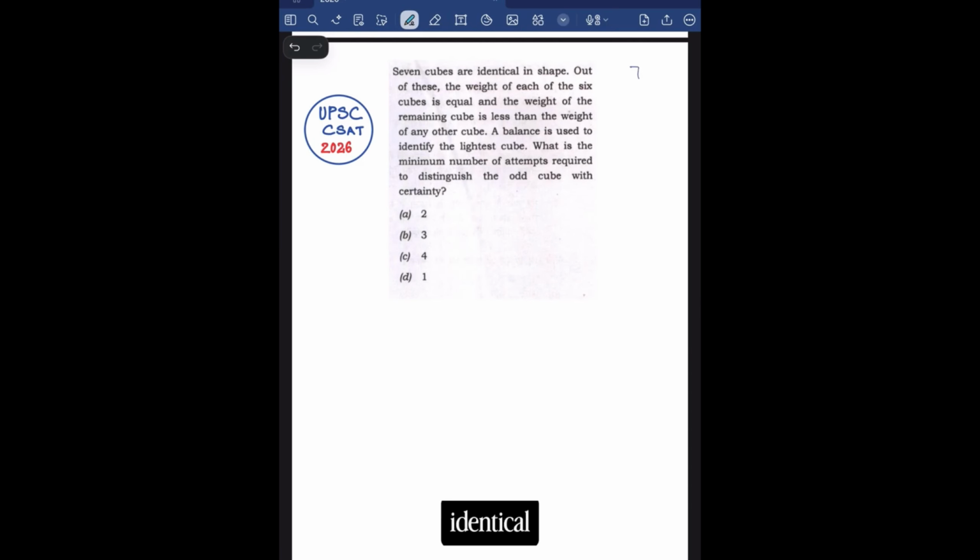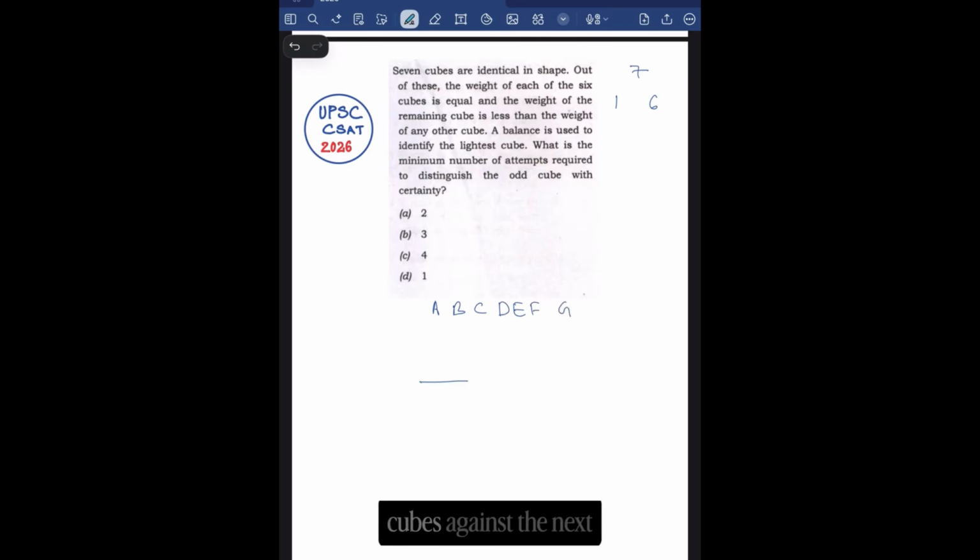There are 7 identical cubes. Only one cube is lighter while the other 6 have the same weight. Using a balance, we have to identify the lighter cube in the minimum number of weighings. So the question has asked us the minimum number of weighings required. So let the cubes be A, B, C, D, E, F and G. First we'll weigh 3 cubes against the next 3 cubes. So let us weigh A, B, C versus D, E, F and let's keep G aside.